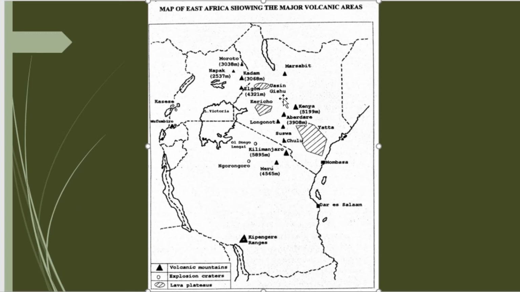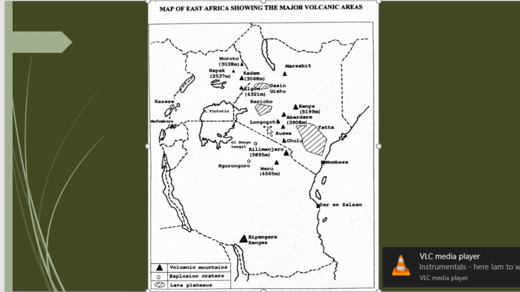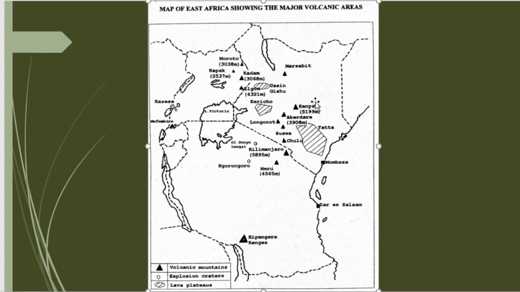In our sketch here, we are seeing landforms such as Mountain Marsabit here in the north of Kenya. We have Mountain Kenya, we have the Yatta Plateau, we have the Kericho Plateau. These are in Kenya, among others like Aberdare, the ranges. Then we have the Longonot Mountain, Suswa, Mountain Chulu. All these are found in Kenya.